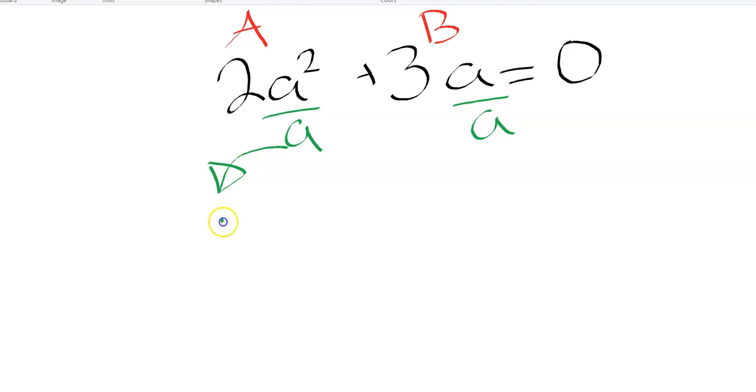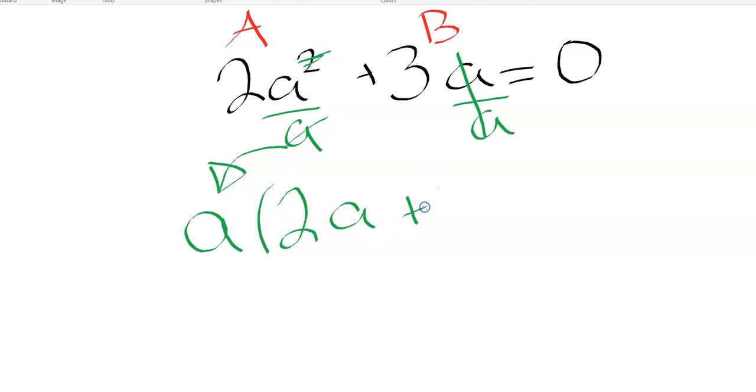They don't have a number in common, 2 and 3, nothing goes into both of those. But I can factor out the A, and these A's will cancel out. One of these A's cancels out one of the A's at the top, so I'm just left with 2A plus 3. Okay, so I just factored out the GCF. I took the A out, and now I'm going to do exactly what we did before.